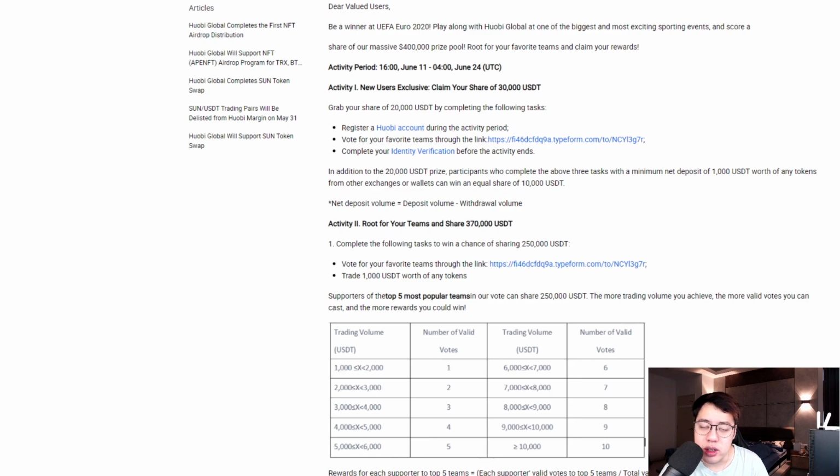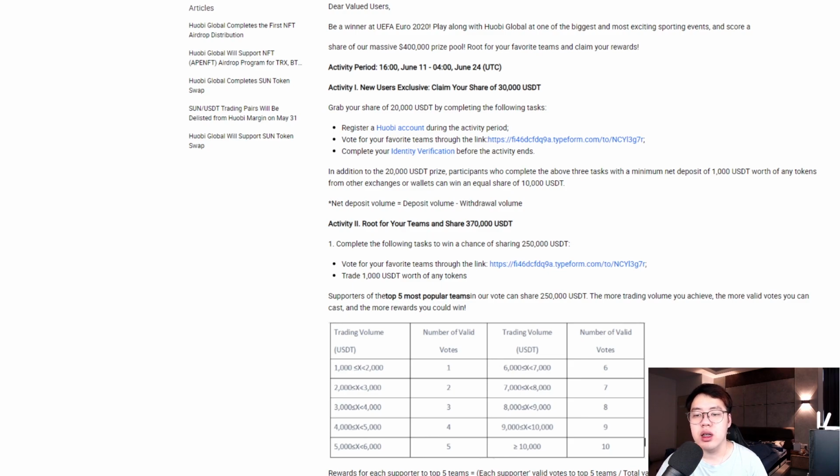So let's say you have traded enough already, you can do any transaction, as long as you have transactions in your Huobi account that are worth 1,000 USDT, then you stand a chance to get 1 vote. You can vote for one player. If you have traded more than 10,000 USDT, then you have 10 valid votes, so you have another 10 chances to win this prize.